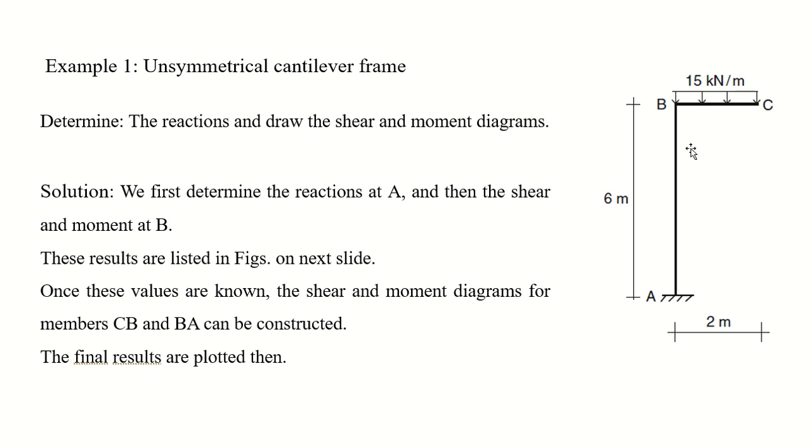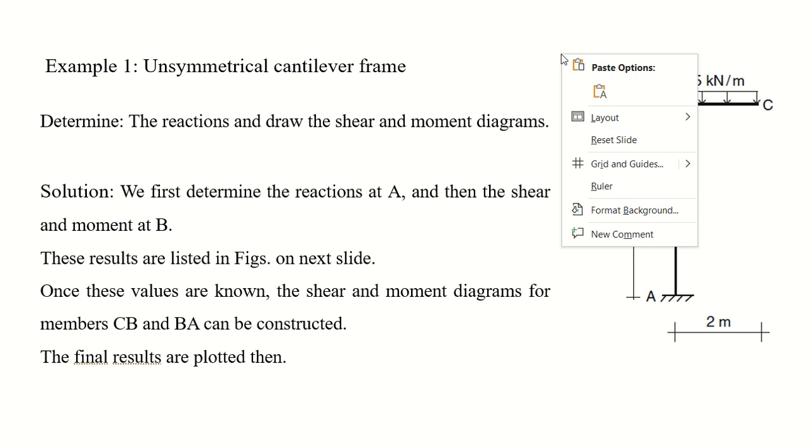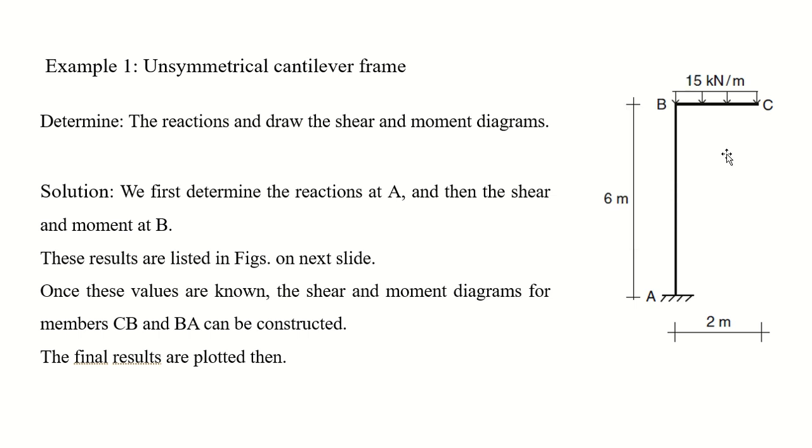For simplicity, let me see if I can use something. Okay, I have to go to the slideshow for that. So once you determine the reactions at A, then the shear and moment at B can be figured out. These results are listed in figures on the next slide. Once these values are known, the shear and moment diagrams for members CB and BA can be constructed and the final results are plotted then.